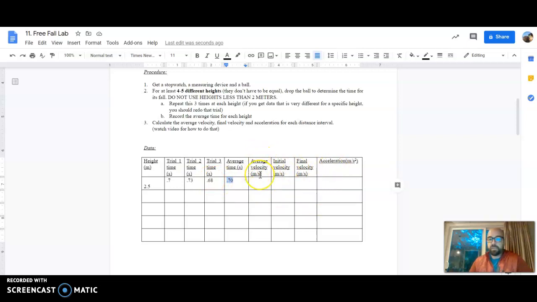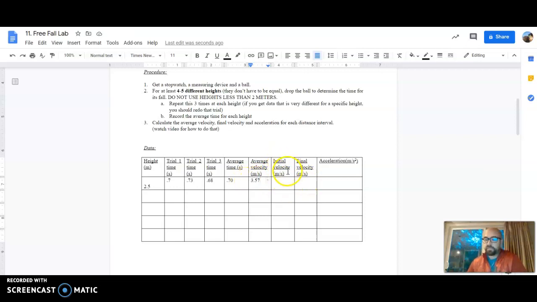My average velocity, you know how to do that by now. Average velocity is distance, which in this case is our height, divided by the average time. So once I've found my average time, I can then calculate this. I would do 2.5 divided by 0.7, and I get 3.57. So my average velocity now I know is 3.57.